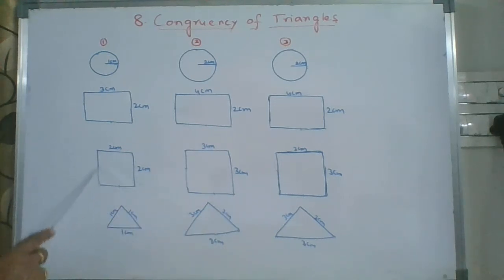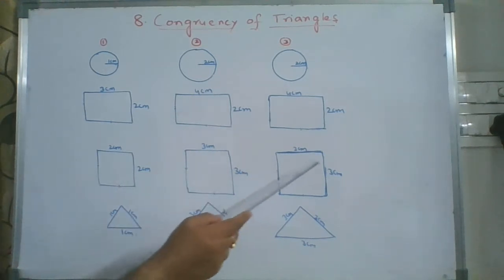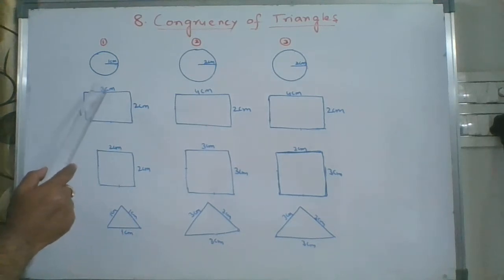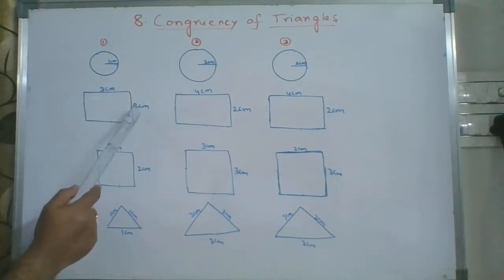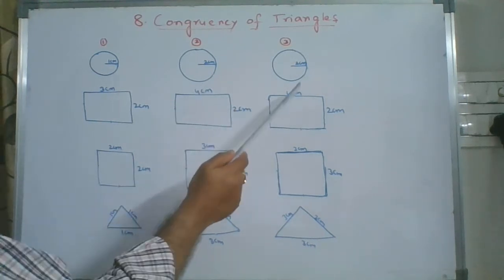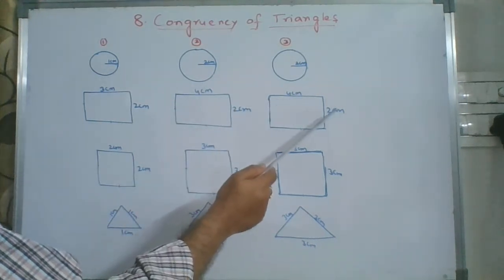So this is a square of each side 2 centimeters. This is of 3 centimeters. This is of 3 centimeters. Here the rectangle has length 3 centimeters and breadth 2 centimeters. Here the length is 4 centimeters and breadth 2 centimeters. Here the length is 4 and breadth is 2.